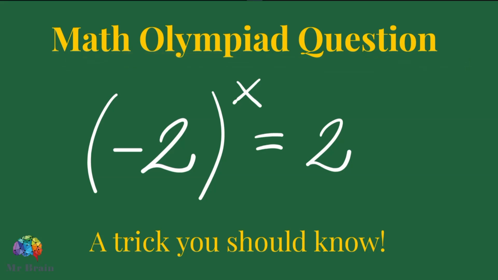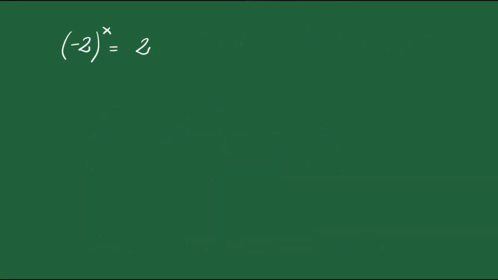Today we will solve this very interesting exponential equation proposed at the Mathematics Olympiad. -2 raised to the power of x equals 2. The first step in solving the equation is to apply the natural logarithm to both sides of the equation.